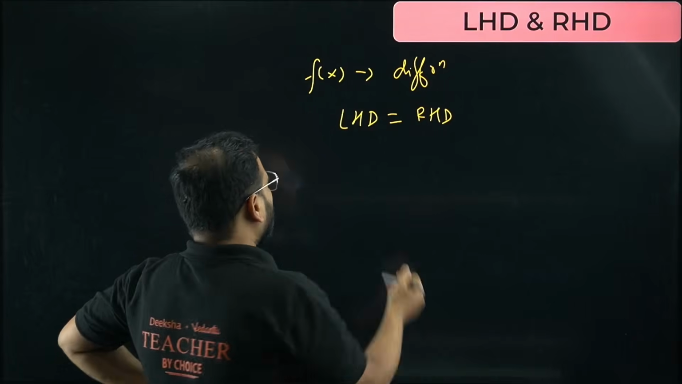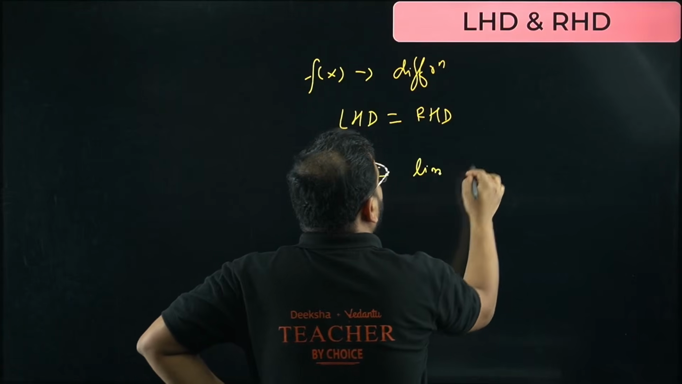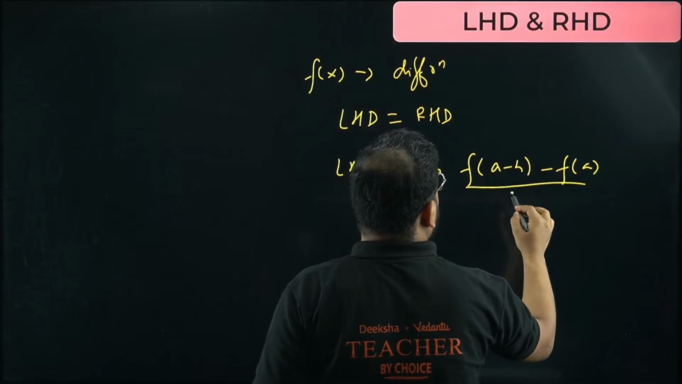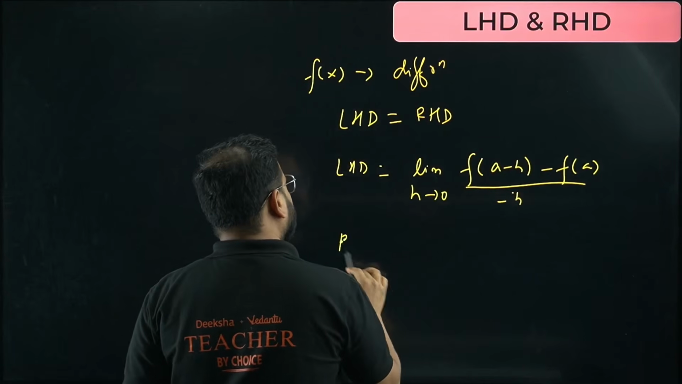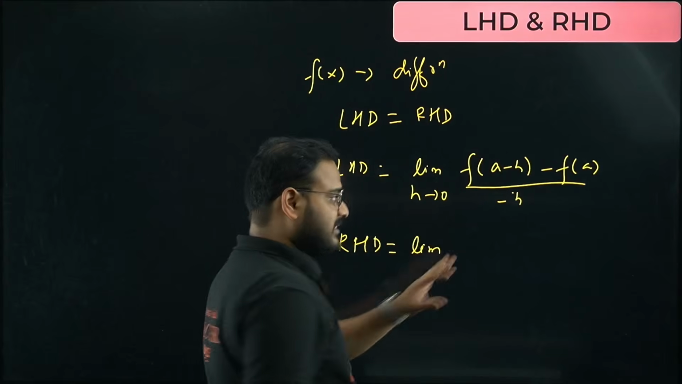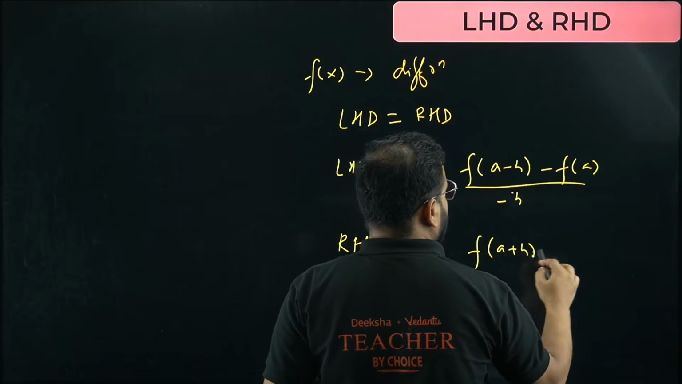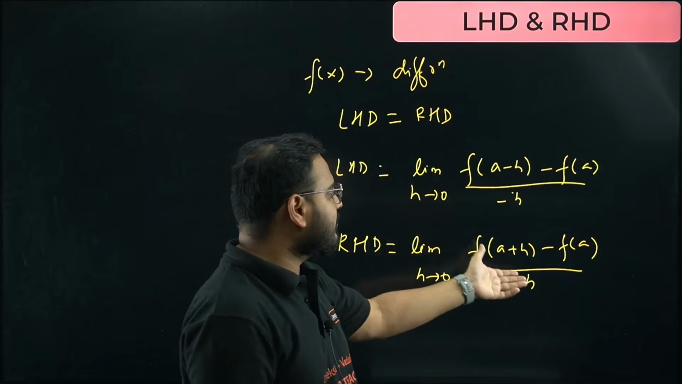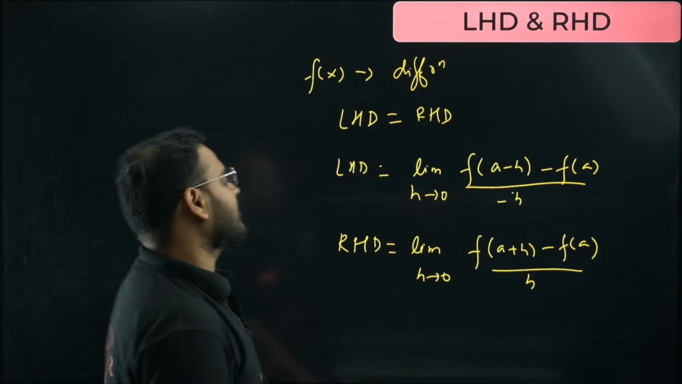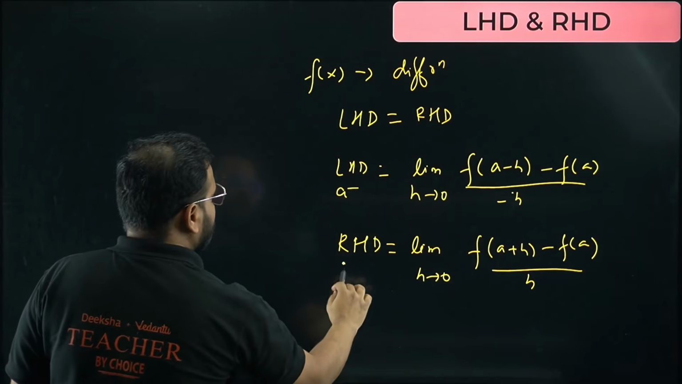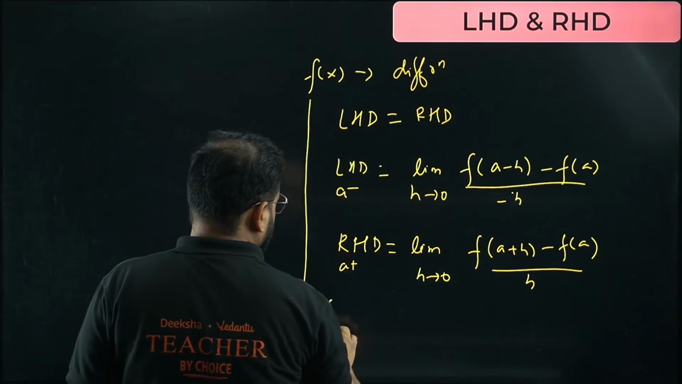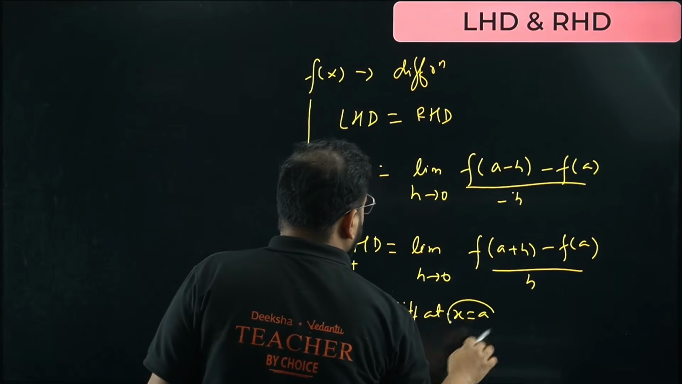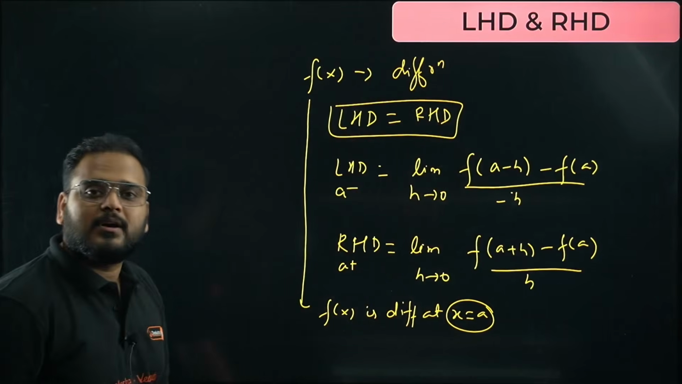How, sir? Same thing I'll write over here. LHD will turn out to be the limit of f(a minus h) minus f(a) divided by minus h, as h tends to 0. This is LHD. And for RHD we'll have the same limit but with plus h: f(a plus h) minus f(a) upon h, as h tends to 0. On the right side of the value, this is a plus, and this is a minus. Then we will call f(x) differentiable at x equals a when this is true. Got it? Simple enough. Let's move on now.